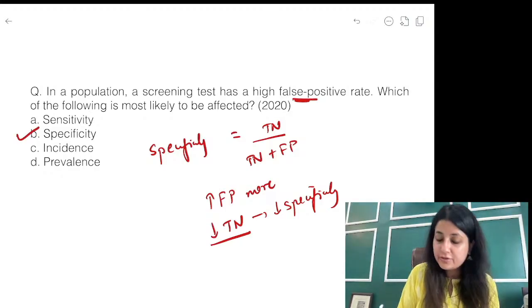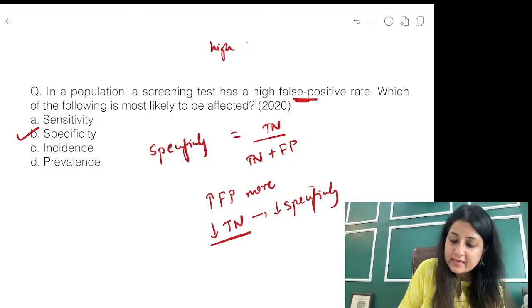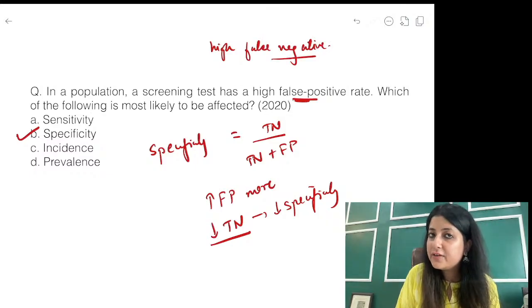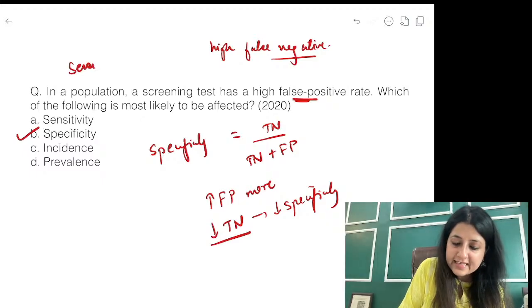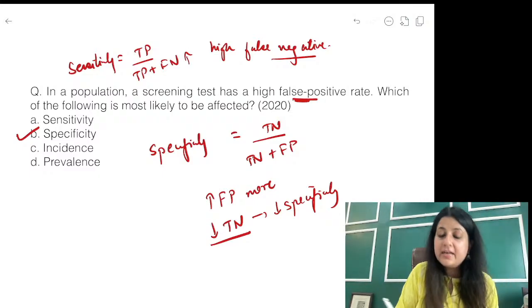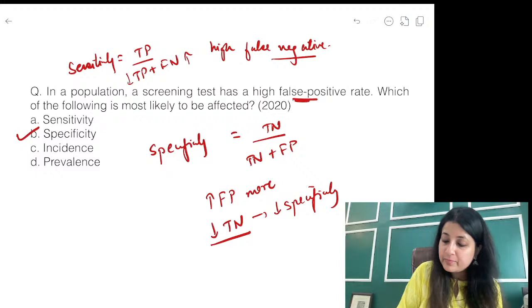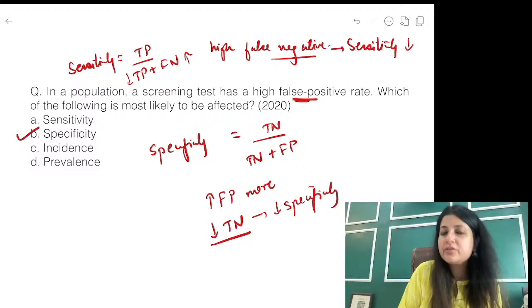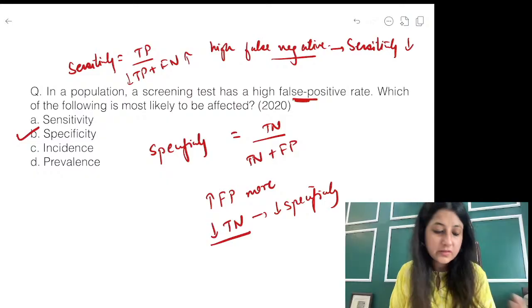Specificity. अगर question आता high false negative, तो क्या affect होता? If the question was high false negative, what would have been affected the first one? So we all know sensitivity क्या होती है? Sensitivity is TP upon TP plus FN. So if FN is more, TP would be less. That means sensitivity would be less. So don't panic when you get a question like this. Just think where was false positive and where was false negative. Okay?